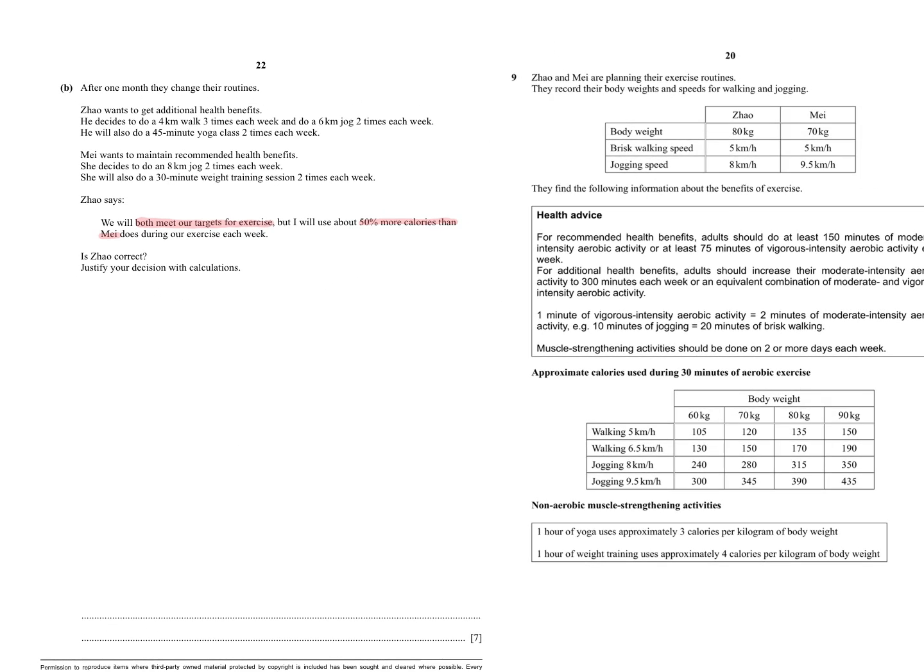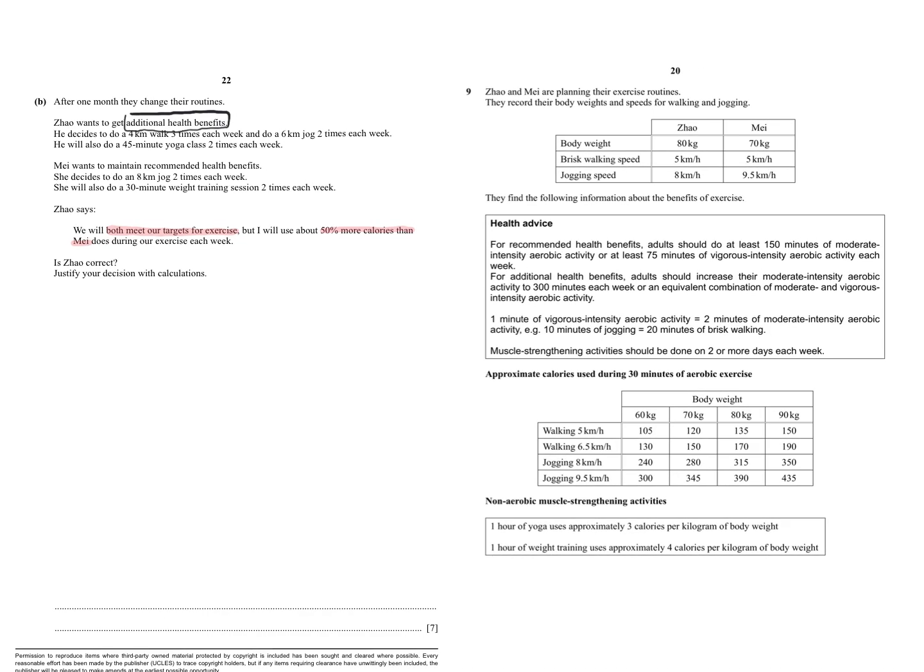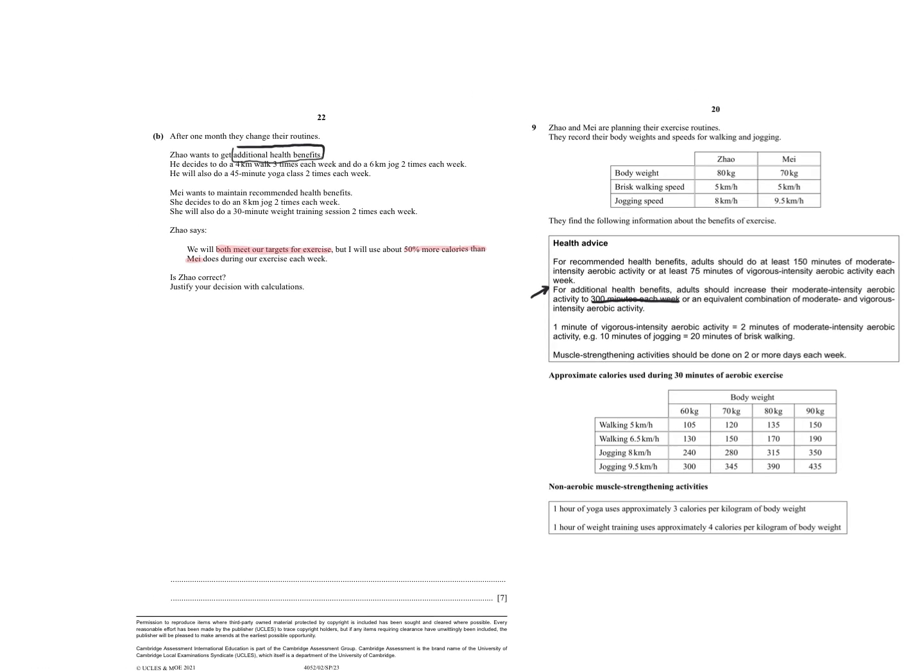So first thing first, I want to calculate Zhao and May, their calories and whether they meet their requirement. So this person wants to get additional health benefits. So when I check getting additional health benefit, they must increase their moderate intensity aerobic activity to 300 minutes each week. So to meet the criteria, she must have at least 300 minutes of moderate intensity activity. So I'm going to check for Zhao first.